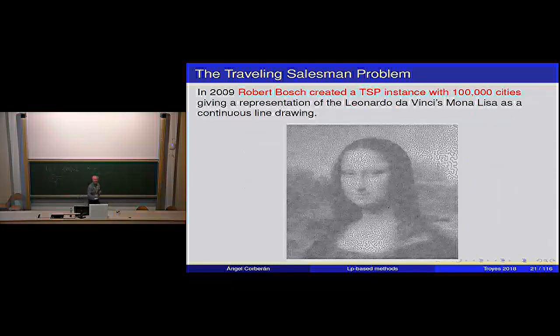I have chosen a different instance. This is a representation of the famous Mona Lisa by Leonardo da Vinci. This artist, Robert Bosch, created a TSP instance, producing the painting, the drawing, by a solution of the TSP. People don't know what to do with their time. Anyway, some others study these problems.